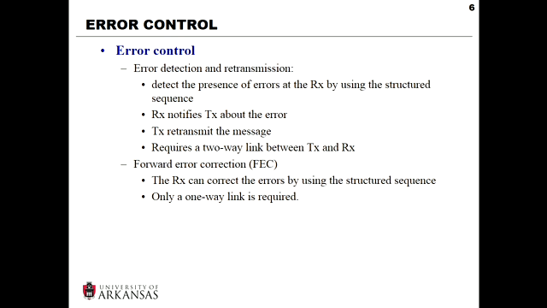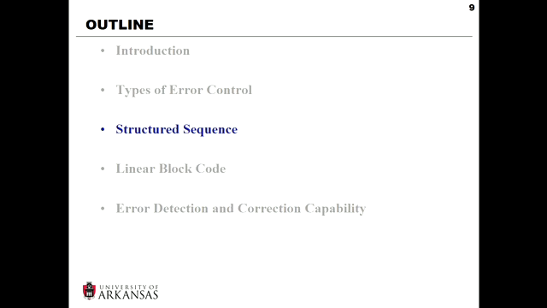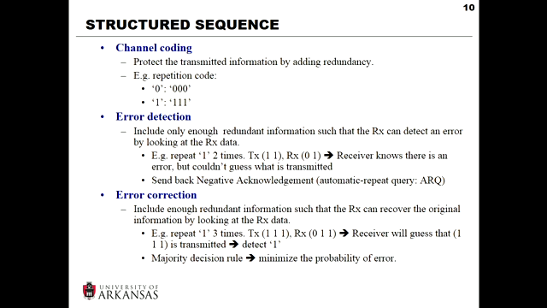For error detection and retransmission, the scheme is usually called automatic retransmission query, or ARQ. And we looked at 3 different types of ARQ schemes, which are stop and wait, continuous ARQ with pullback, and continuous ARQ with selective repeat. Also, in Tuesday's class, I mentioned there are more advanced ARQ schemes. For example, we can have hybrid ARQ, and also we can have incremental redundancy ARQ. And then we moved on to the introduction of structured sequence.